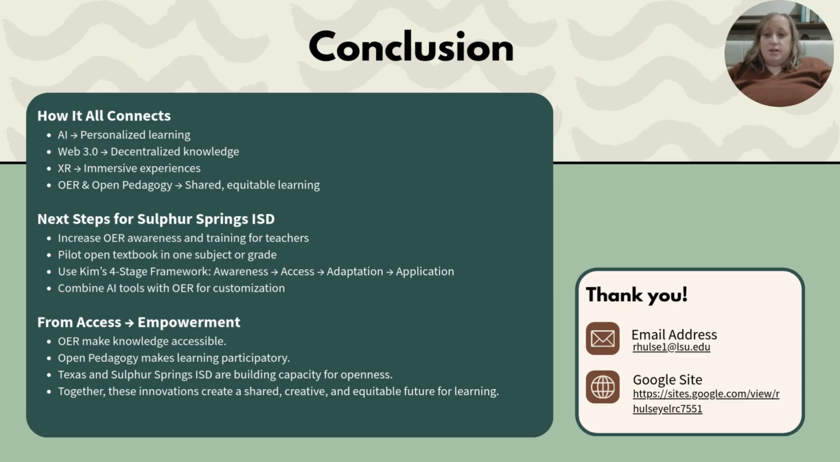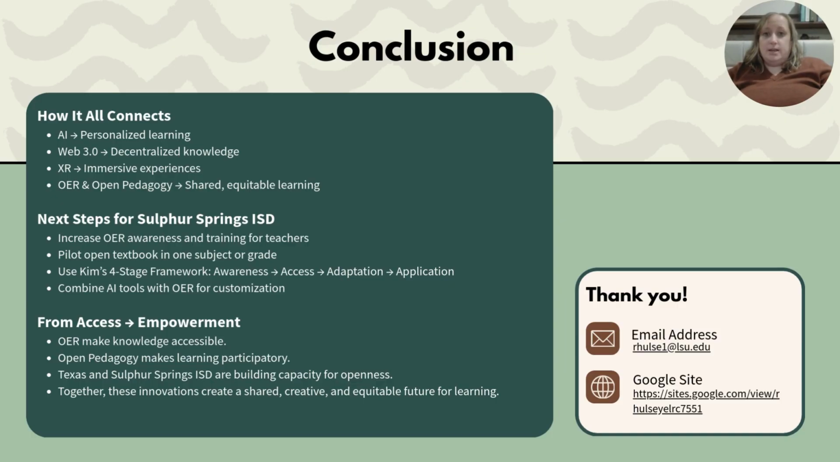So in conclusion, OER is openly licensed material defined by the 5 R's: retain, reuse, revise, remix, and redistribute. Open pedagogy turns those permissions into powerful participatory teaching practices, and platforms like OER Commons, OpenStax, MERLOT, and OLI make it easy to find and share quality content.